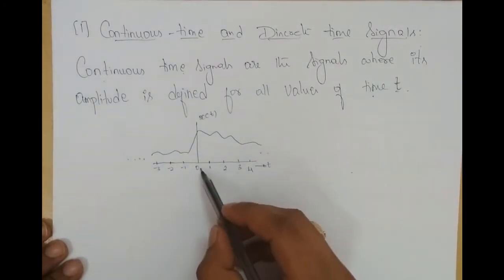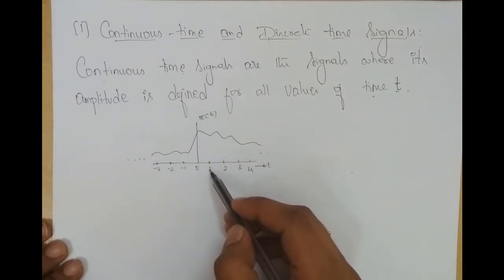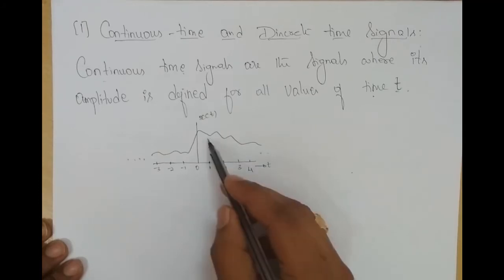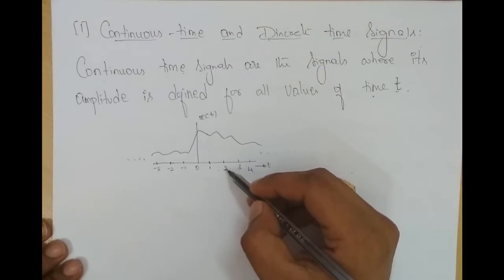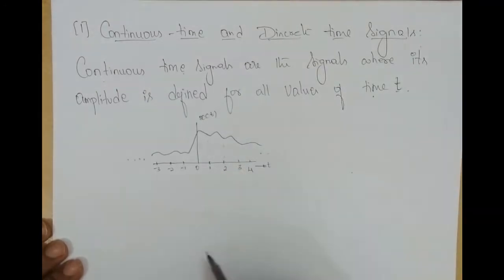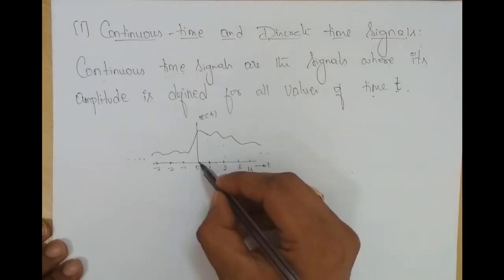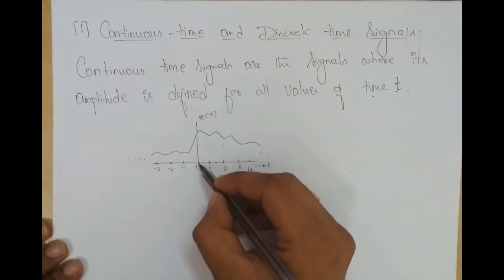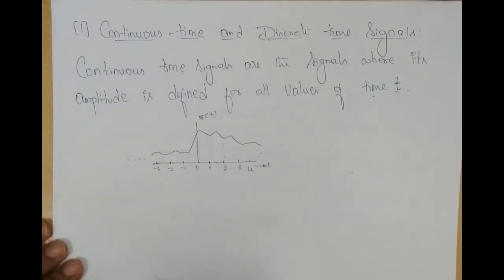Now, if you look at the amplitude at time t equal to 0 second, do I have the amplitude? Yes, I have, right? At t equal to 1 second, do I have the amplitude? Yes. At t equal to 2 second, I have the amplitude. At t equal to 1.5 second, I have the amplitude. At t equal to 0.1 second, I have the amplitude. At t equal to 0.001 second, I have the amplitude. You give me any time in seconds, I have the amplitude, right? So that's why we call it a continuous time signal. Its amplitude is defined for all values of t.